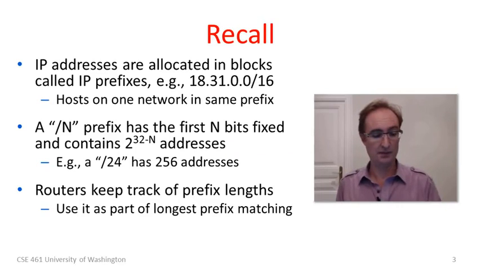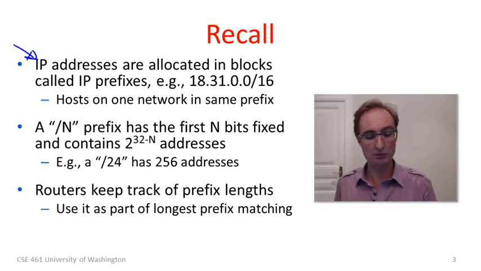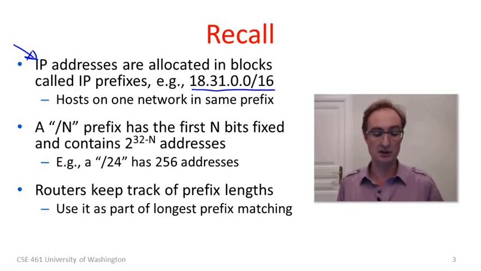So before I dive into those techniques, let's just go over some of the basics of prefixes that we learned. So we learned that IP addresses are allocated in these blocks. That's what an IP prefix is called. And we write them like this. 18.31.0.0/16 would be an example. And all of the hosts on one network share the same prefix. They belong to that prefix. A prefix is often written as a /n, where n is some number, /16 in this example above.